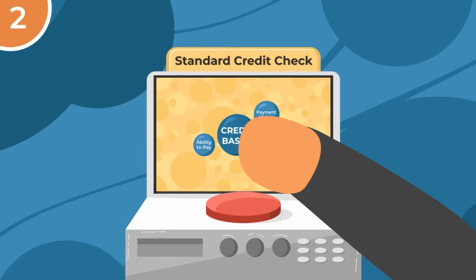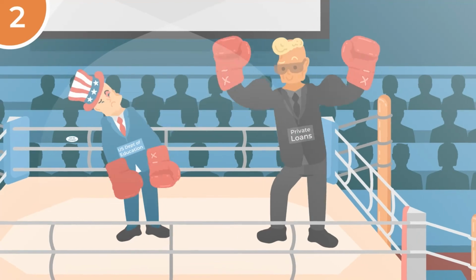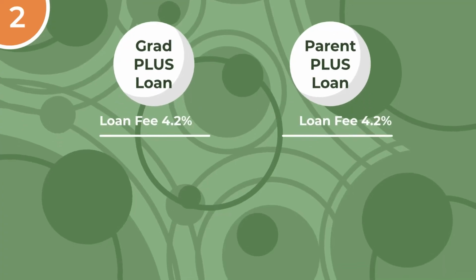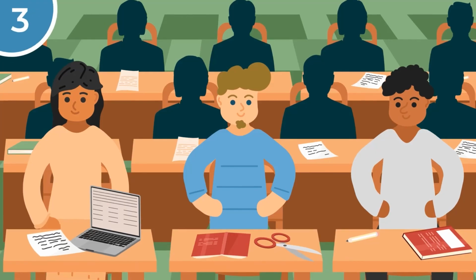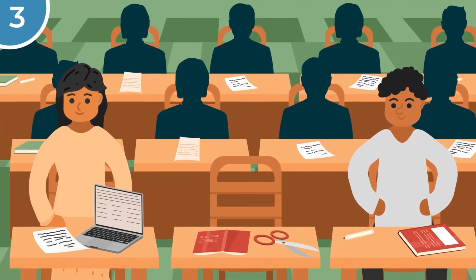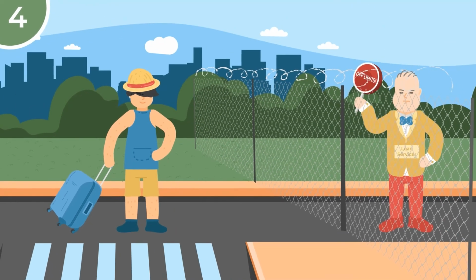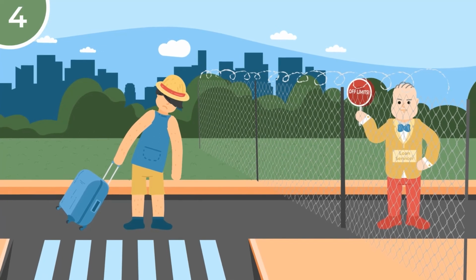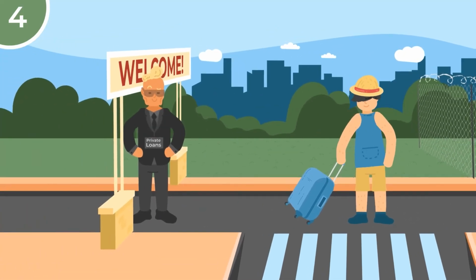Second, if your co-signer has excellent credit, then private loans could be cheaper than Direct Plus loans due to the 4.2% loan fee charged on those federal loans. Third, they're available to part-time students, while federal loans require you to be enrolled at least half-time. And finally, most international students would not qualify for a federal loan to attend university in the US, which means private loans are their only option.